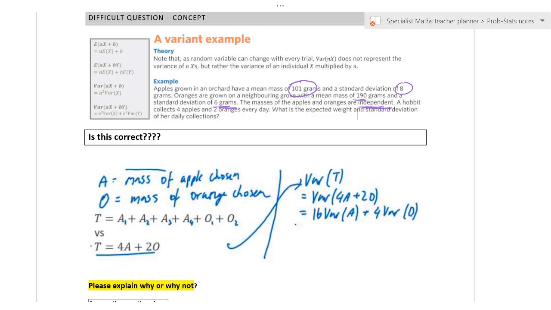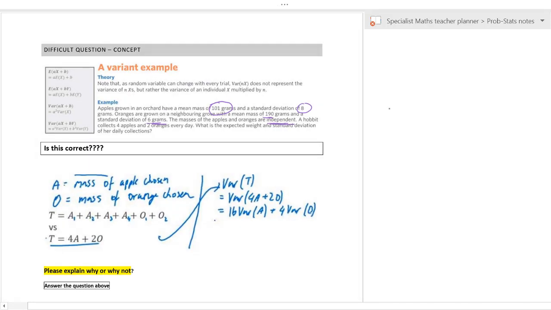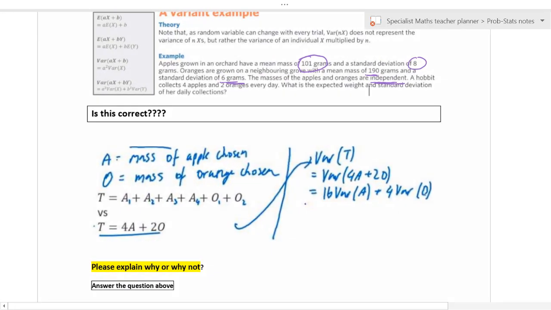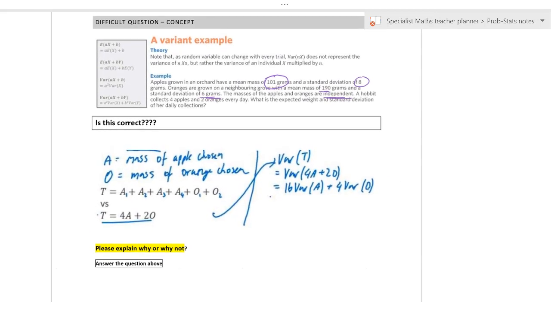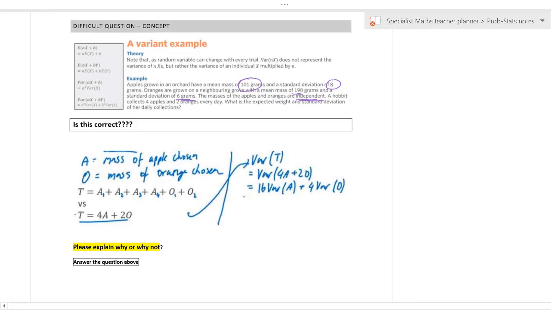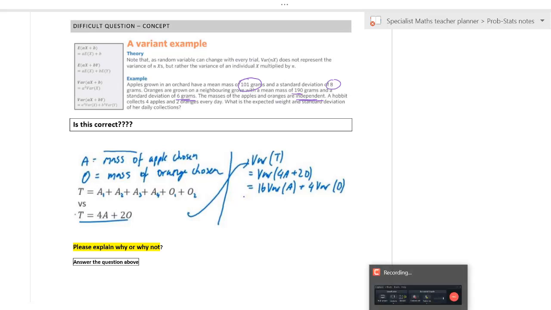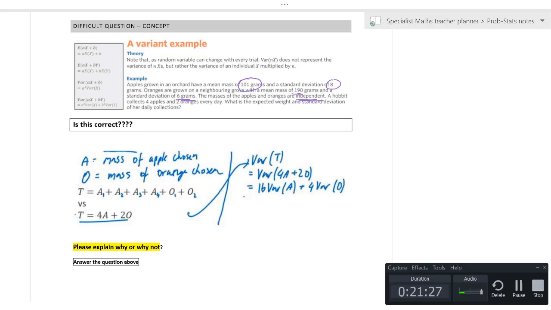Now, I just want to ask you, is this working correct here? Is the variance of T, where T is basically we're collecting apple 1, apple 2, apple 3, apple 4, orange 1, orange 2, we're collecting 4 apples and 2 oranges. So is this right? I want you to have a little bit of a think about it, and please explain why or why not, because if you encounter the same thing in the exam, you might be able to think through it yourself. So I'm going to pause it here.